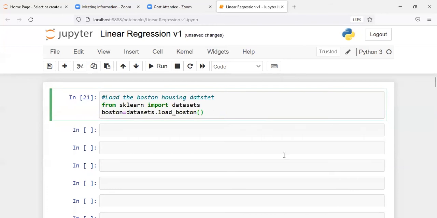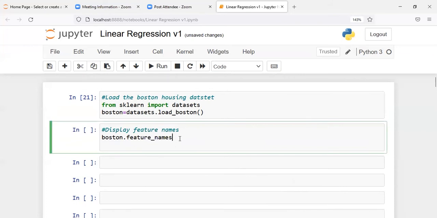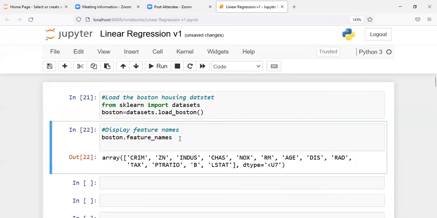Once you load the data set, the next step would be to display the feature names in this particular data set. So I will be using the command boston.feature_names. You can see here, Python displays all the features that are present in this particular data set. Some of the features are crime rate, ZN, Indus, presence of Charles River, nitric oxide concentration, number of rooms, age, so on and so forth.